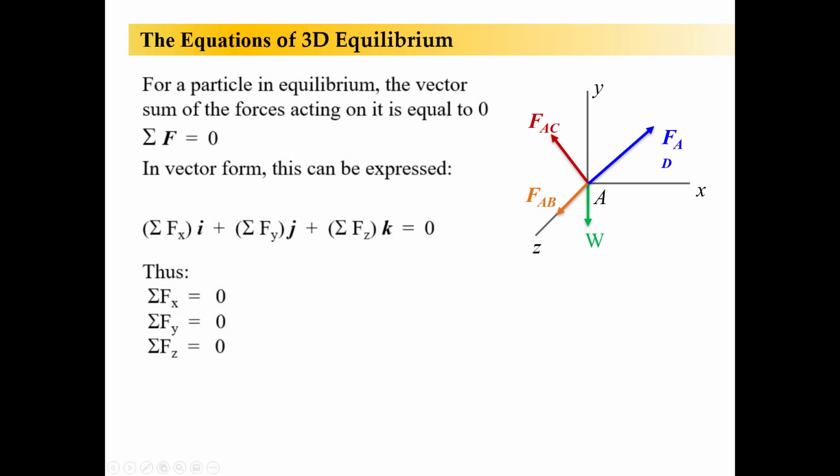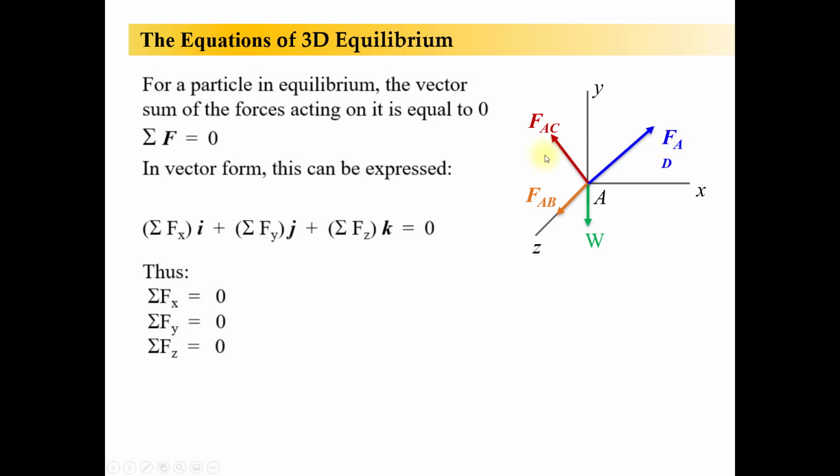We now know that all of the x components of all of these vectors are going to go into i, the y components are going to go into j, and the z components are going to go into k. So we could write it in vector form like this: the sum of forces in the x times i plus the sum of forces in the y times j plus the sum of forces in the z times k is equal to 0. What that really helps us with is that we can take all of the i terms for all the different vectors, and that should equal 0.